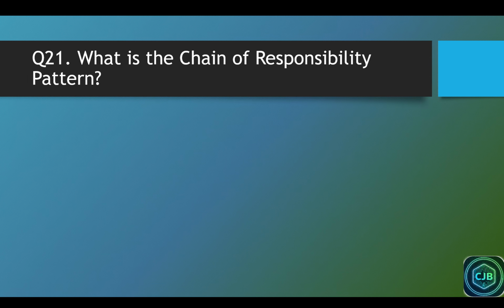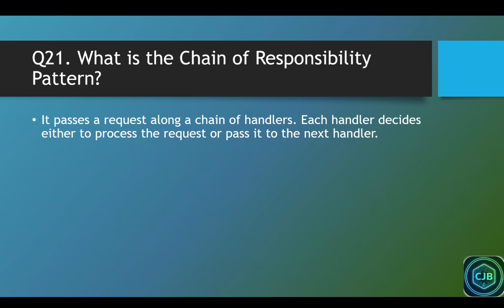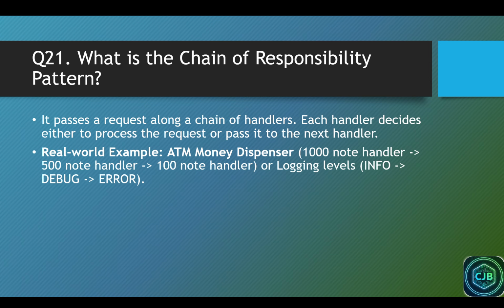What is the chain of responsibility pattern? It passes a request along a chain of handlers. Each handler decides either to process the request or pass it to the next handler. Real world example: ATM money dispenser, with a 1000 note handler, 500 note handler, 100 note handler, or logging levels like info, debug, error.